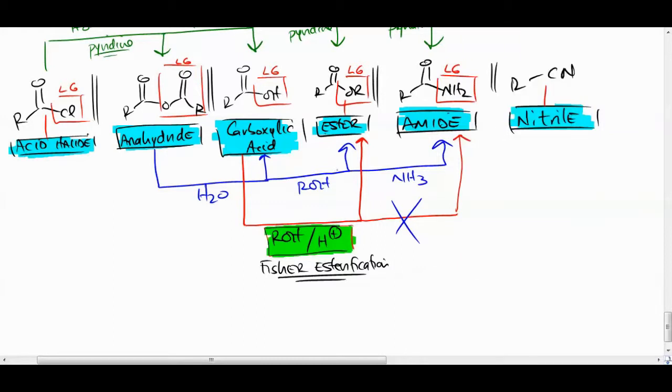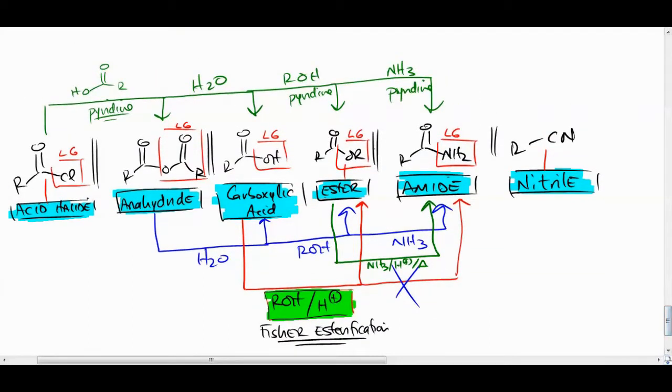Now, starting from the ester, we can generate the amide. You know how we would generate that? NH3. That's right. We can also heat here. And we can't directly generate the nitrile, but we can generate another ester here.